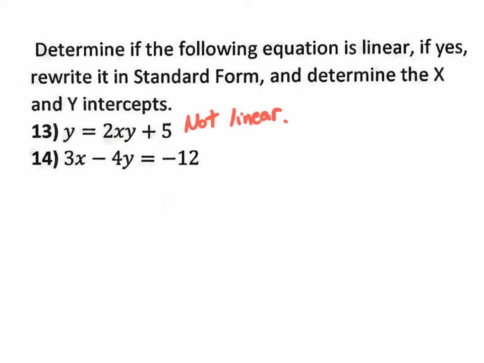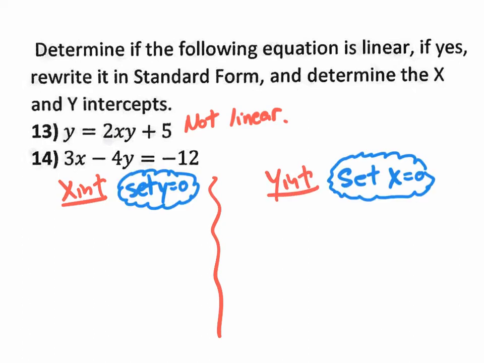It says if yes, then rewrite it in standard form and then determine the x and the y intercepts. So moving on to number 14, this one is linear and they want us to rewrite it in standard form, but guess what? It's already in standard form. ax plus by equals c. So now they want us to find the x and the y intercepts. So once again, to find the x-intercept, we must set y equal to 0. To find the y-intercept, we must set x equal to 0. So let me write that down. So that's what we need to know.